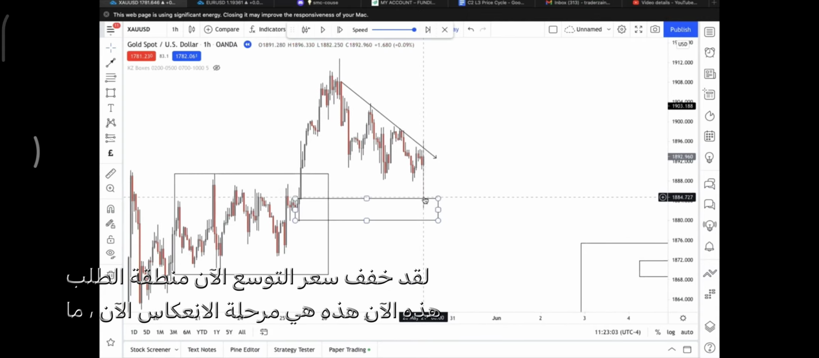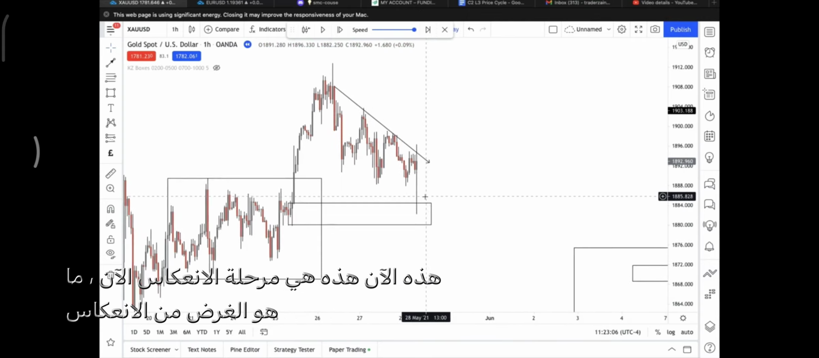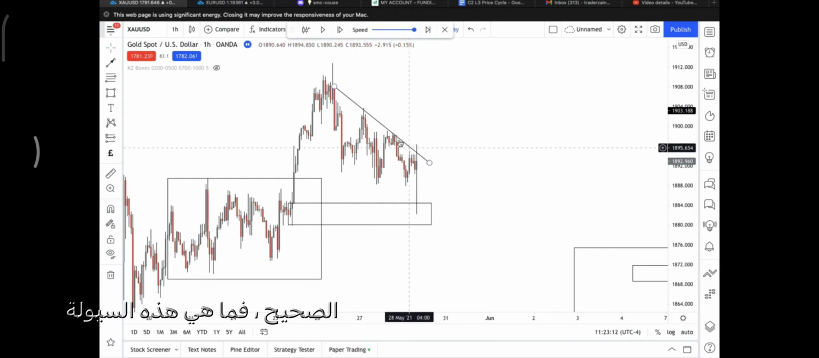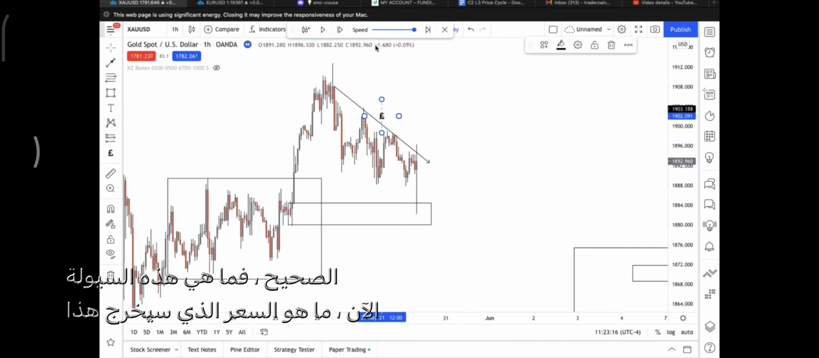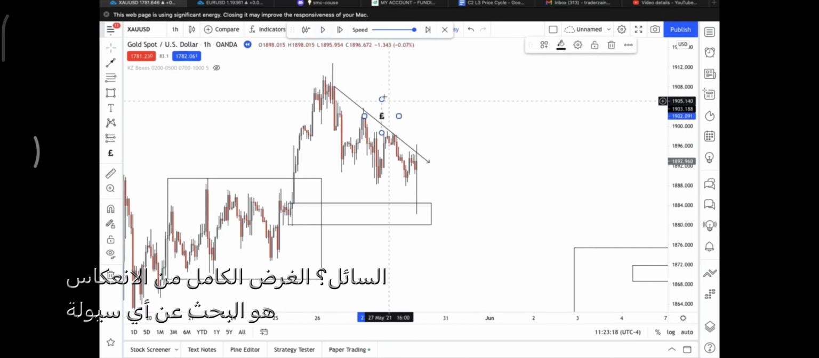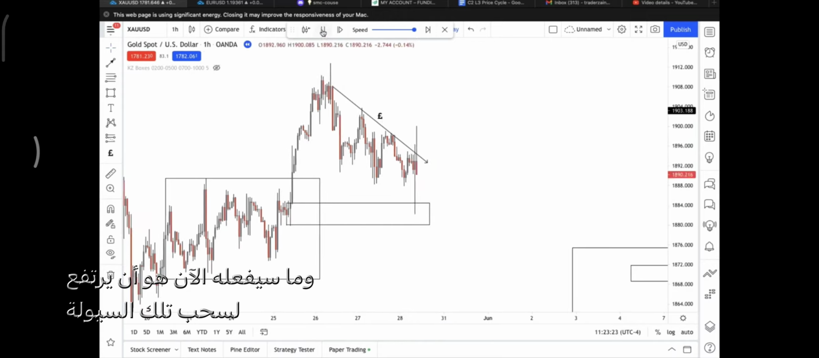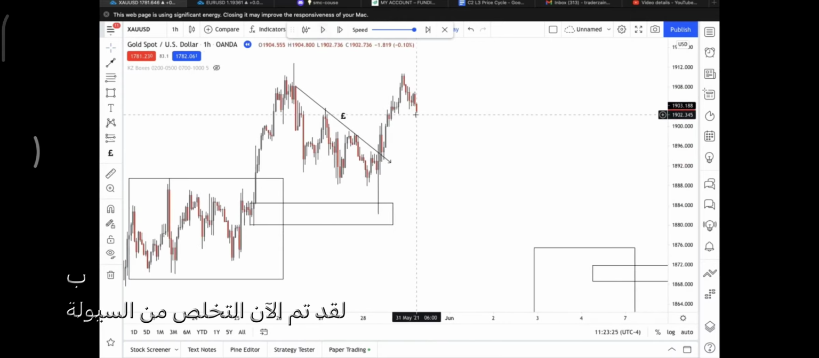Now, this is the reversal phase. Now, what is the purpose of the reversal? To take out any liquidity. What is this? A trend line, right? So what is this? Liquidity. Now, what's price going to do? Take out that liquidity. The whole purpose of the reversal is to seek for any liquidity. And what's it going to do now? It's going to shoot up to take out that liquidity. Boom. Liquidity has now been taken out.